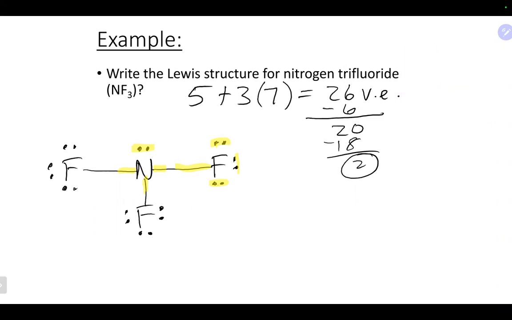This is all sharing of electrons in this deal. Everybody's sharing electrons here in this particular molecule. Question on that one there? Let's try one more here before we go.